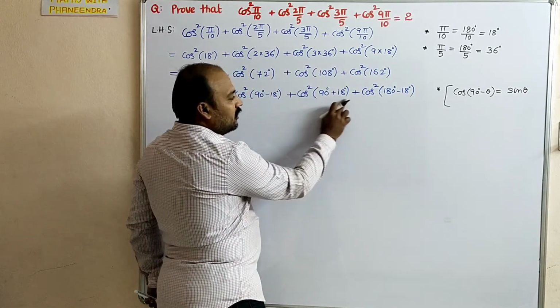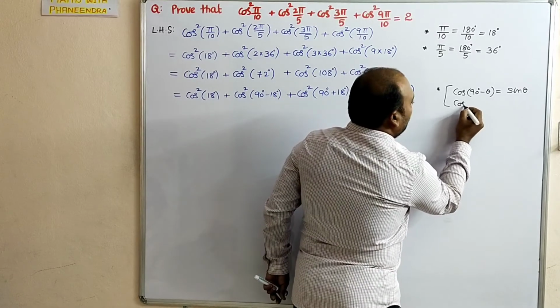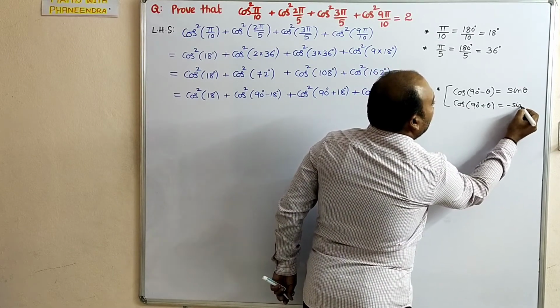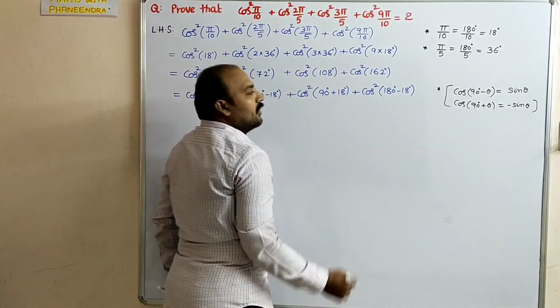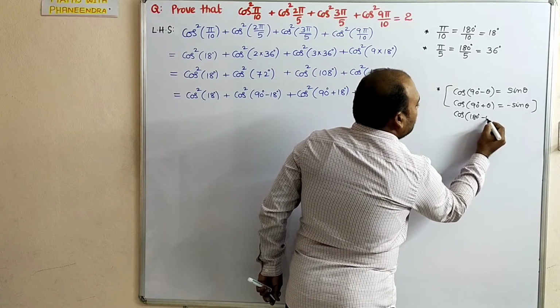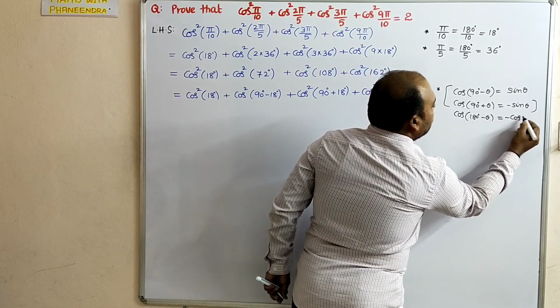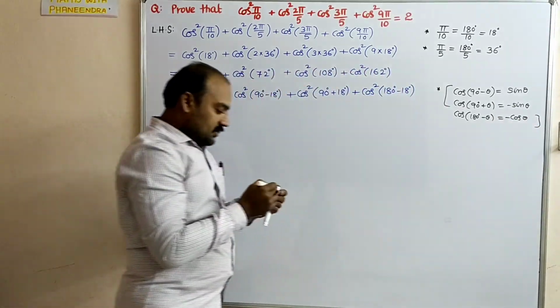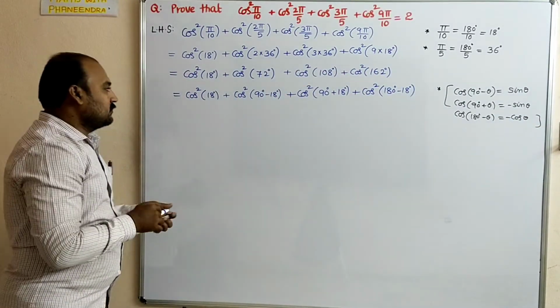Next we have to apply cos of 90 plus theta. Cos of 90 plus theta is minus sin theta. Why? Because in the second quadrant cos is negative. Next, cos of 180 minus theta is minus cos theta, second quadrant. So these are the things I am going to apply there.